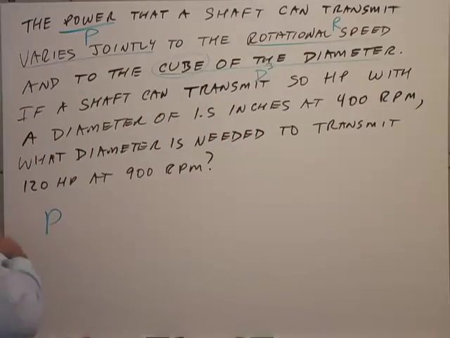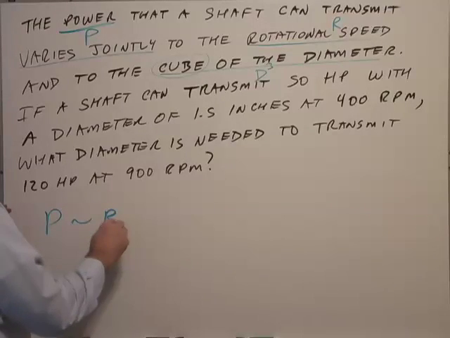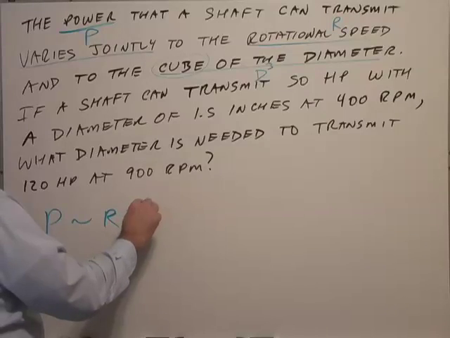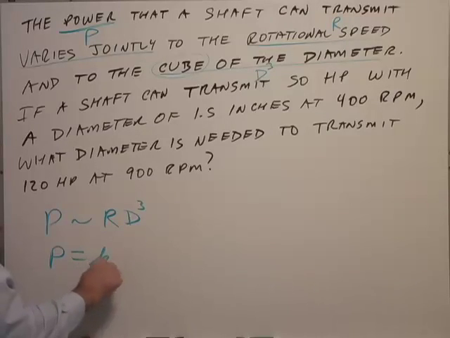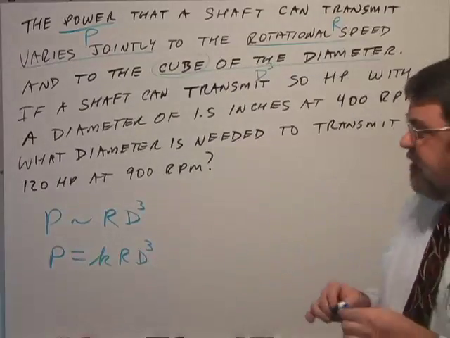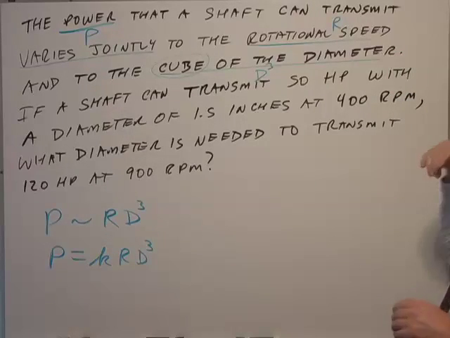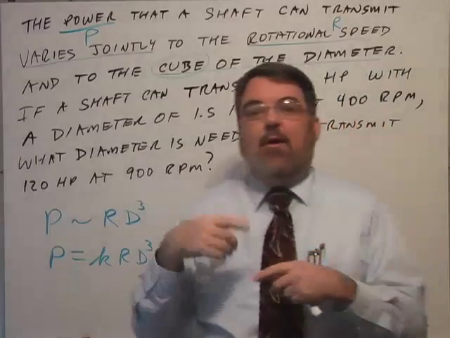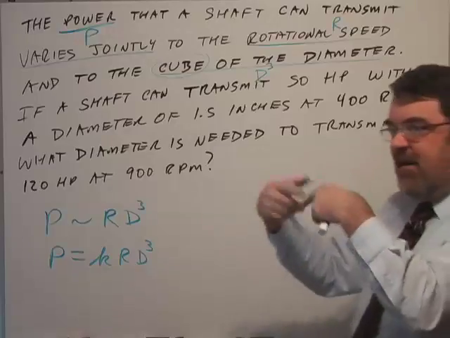So the power is being compared to the product of the rotational speed, R, and the cube of the diameter. And then to write our equation of variation, we bring in K, so P equals K R D cubed. So there's our equation of variation for any of these types of problems. The rotational speed, by the way, I'm measuring in revolutions per minute, RPM. So that's what RPM is, revolutions per minute, or how many times it spins every minute.